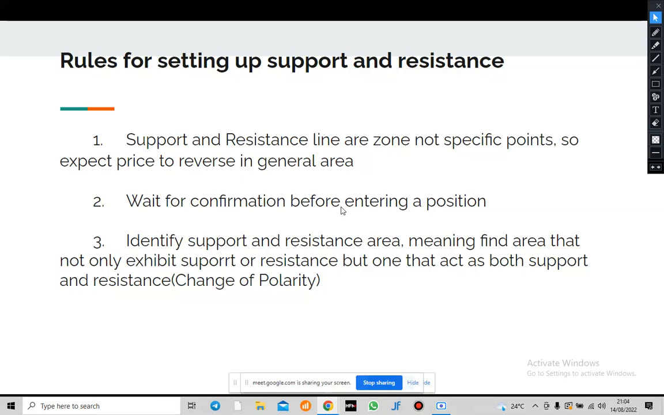Then wait for confirmation before entering a position. When you are trading support and resistance, wait for confirmation before entering a position. Then number three, identify support and resistance areas, meaning find areas that not only exhibit support or resistance, but one that acts as both support and resistance. That is what we most of the time call change of polarity. Support becomes resistance, resistance becomes support. These are the three main rules you must follow anytime you are trading support and resistance.